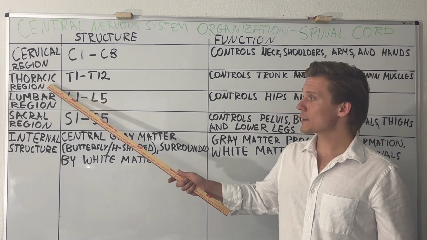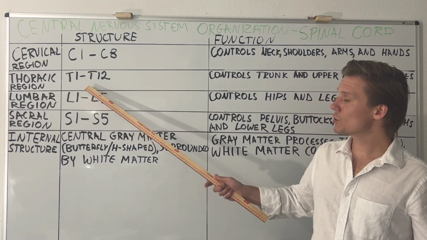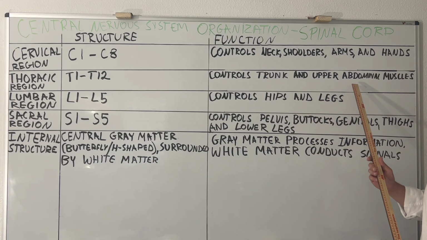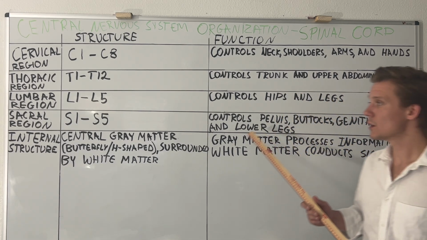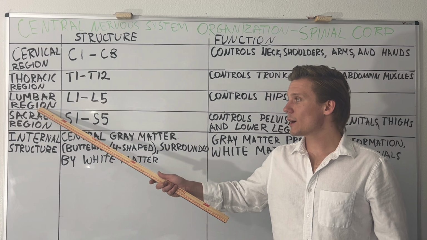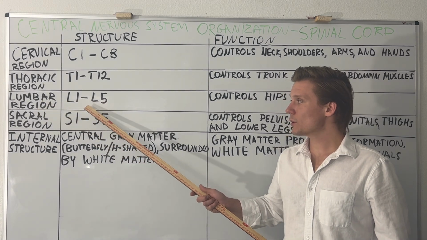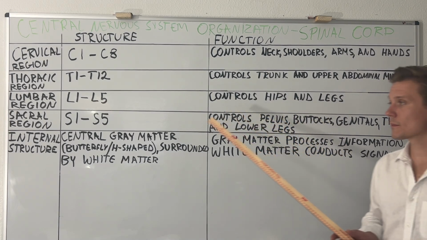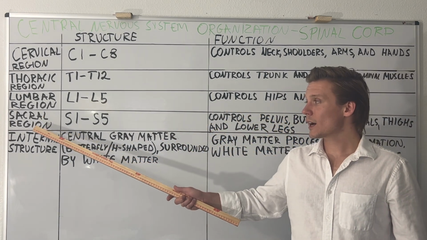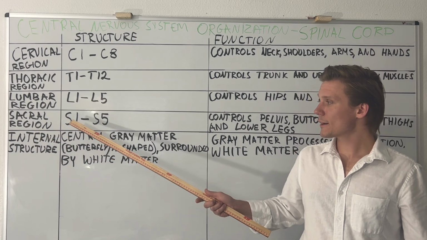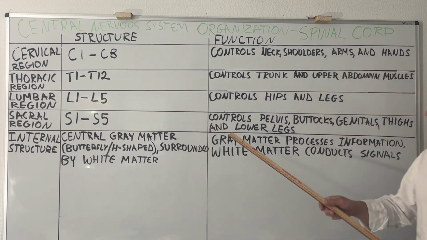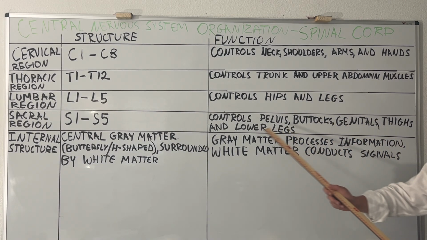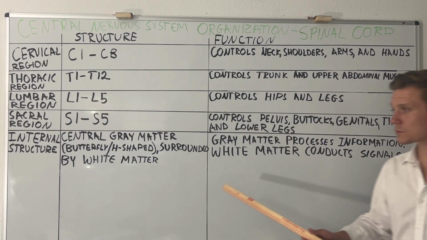Then we have the thoracic region, T1 to T12, and it controls the trunk and upper abdominal muscles. Next we have the lumbar region, L1 to L5, and it controls the hips and legs. Then comes the sacral region, S1 to S5, and it controls the pelvis, buttocks, genitals, thighs, and lower legs.